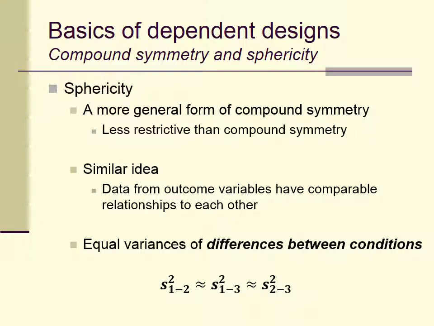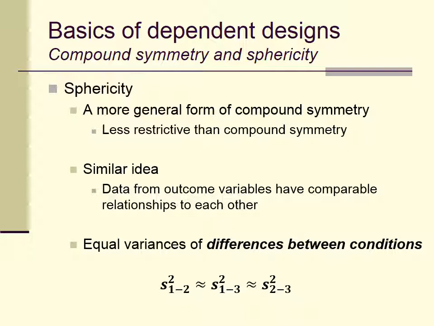Moving on, let's talk about sphericity. Sphericity is typically described as a more general form of compound symmetry, or a less restrictive quality than compound symmetry. The important point is that it is a very similar idea. In the case of sphericity, what we're assuming is that the variances of the differences between our different conditions are going to be roughly the same. They're going to be exactly the same in the population, but roughly the same in our sample.